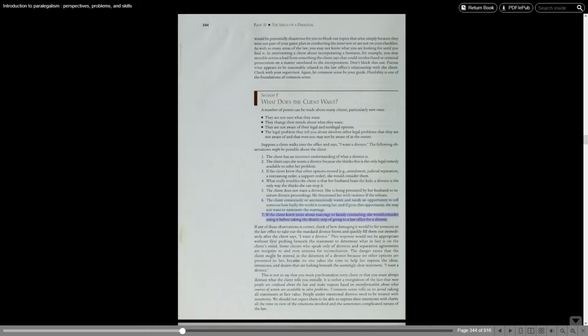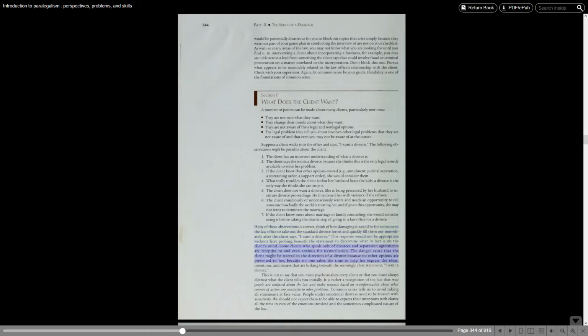7. If the client knew more about marriage or family counseling, she would consider using it before taking the drastic step of going to a law office for a divorce. If any of these observations is correct, think of how damaging it would be for someone in the law office to take out the standard divorce forms and quickly fill them out immediately after the client says, "I want a divorce." This response would not be appropriate without first probing beneath the statement to determine what in fact is on the client's mind.